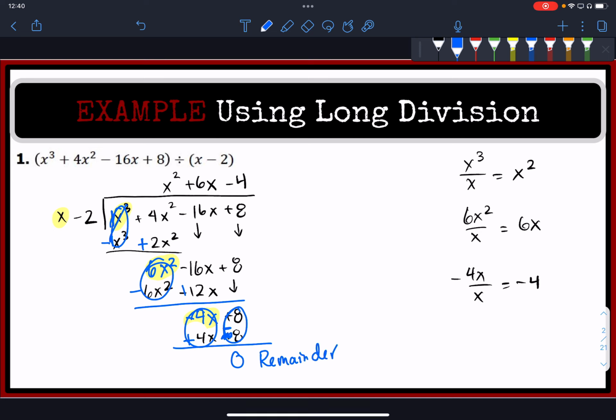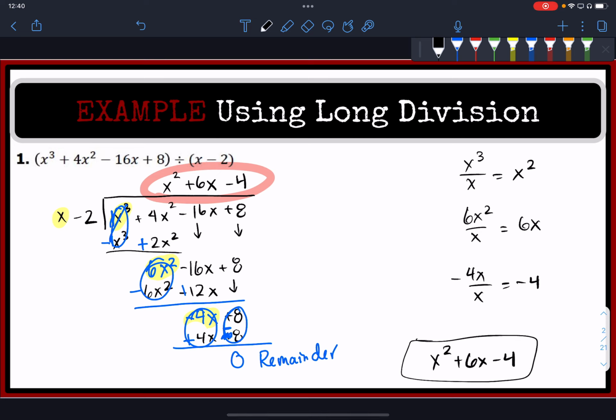Now our solution here is simply going to be, again, this up here. There's our quotient. So x to the second power plus 6x minus 4. There you go. Let's do another example again. So it's all about repetition and doing the same steps over and over again.